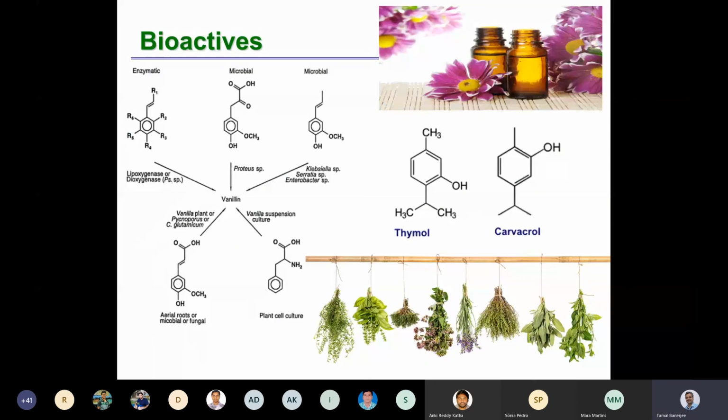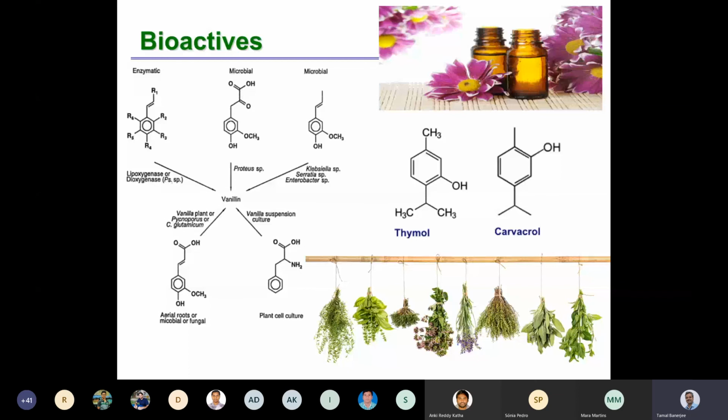You have bioactives that promote flavor and aroma, which have many types of composition and many applications, like phenolic compounds, terpenes, monoterpenes, sesquiterpenes, diterpenes, and many others involved in aroma compounds. Here is just an example that sometimes we have many ways to get a byproduct.